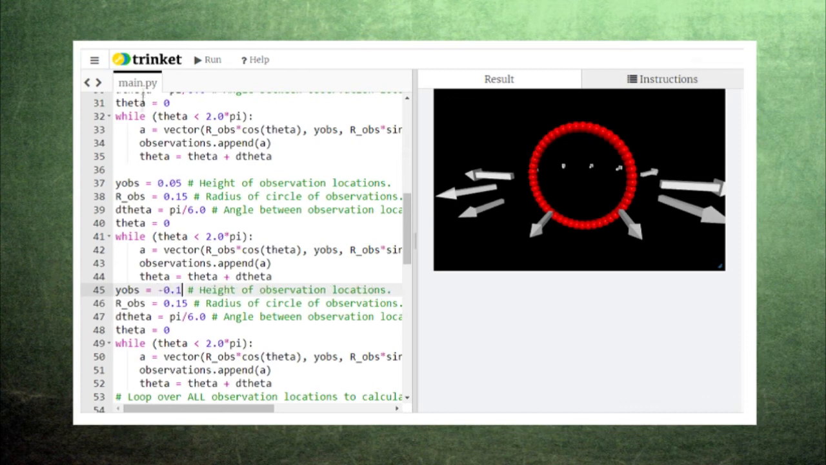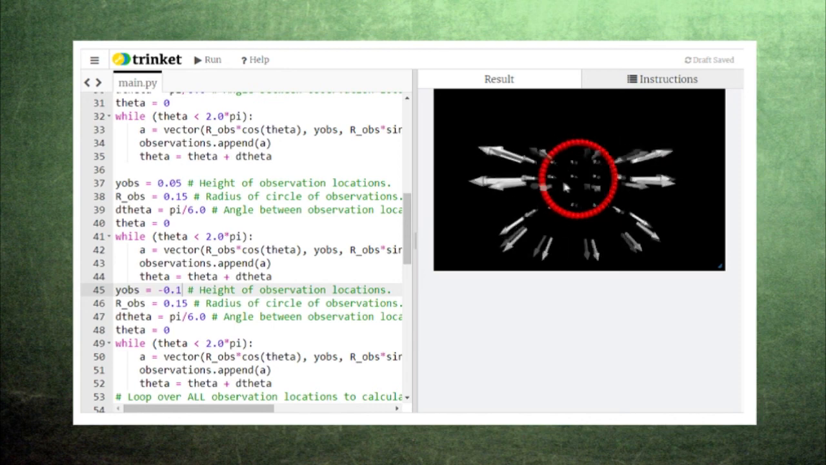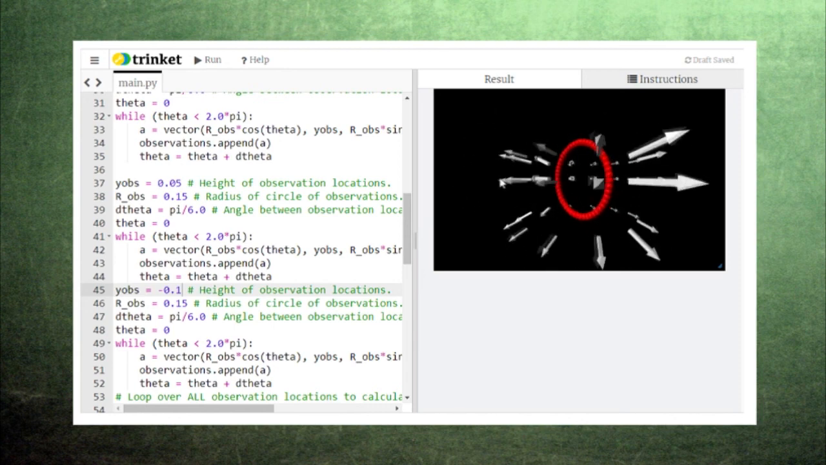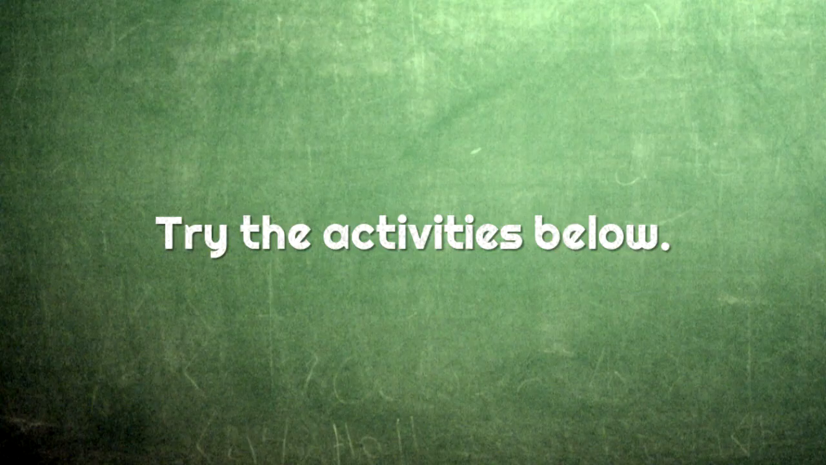Remember, these electric field vectors exist everywhere. We're only seeing them at the points that we specify to the computer. Once you understand the electric field of one charged shape, you can change to a different charged shape like a sphere or a cube. The activities at the link in the description below will walk you through creating these different shapes.